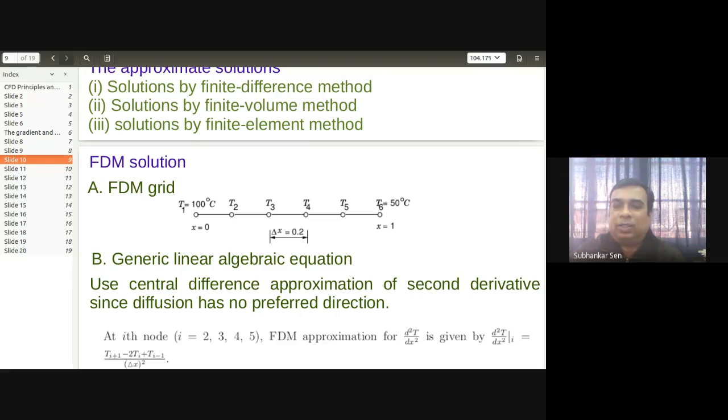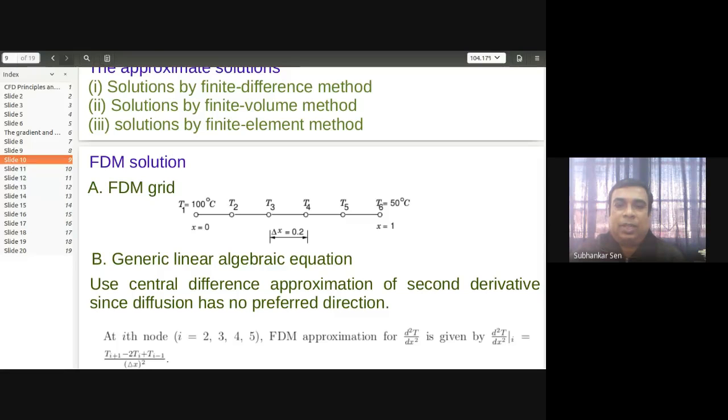Now this particular segment distance is known as the grid size or the mesh size. Grid and mesh represent the same thing. Conventionally, we use the word grid in finite difference. We don't use mesh in finite difference. We say finite volume mesh or finite element mesh. In finite difference, we say it is a grid. So this delta x is known as the grid size, and we have generated a uniform grid. This is a uniform grid of 0.2 size.